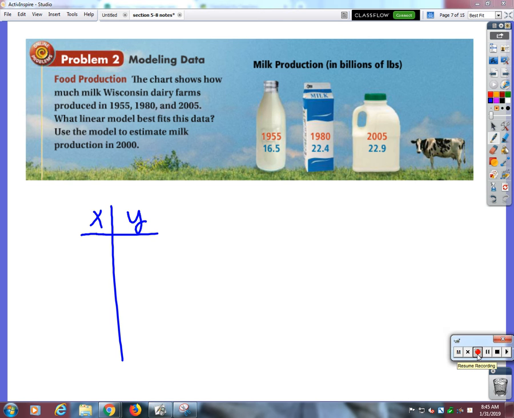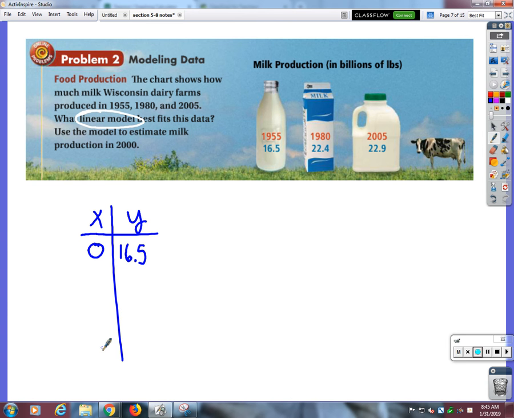For this next problem, they specifically tell us that we're going to use a linear model, okay? So that takes the guesswork out of it for us. I'm going to switch this up on you a little bit because it makes it slightly easier. Instead of letting my first x value be 1955, I'm going to have the x value be 0, and the y that goes with that is 16.5.